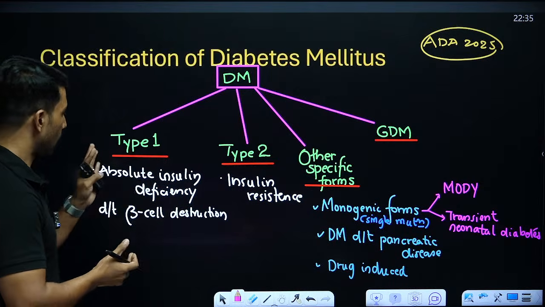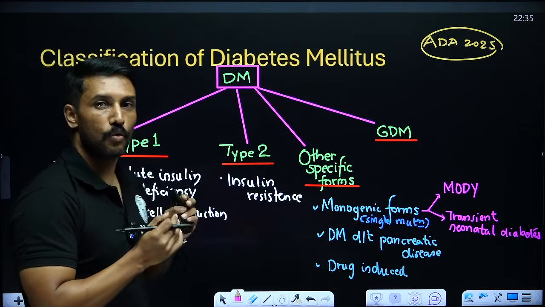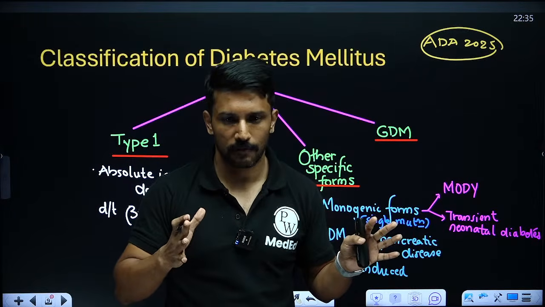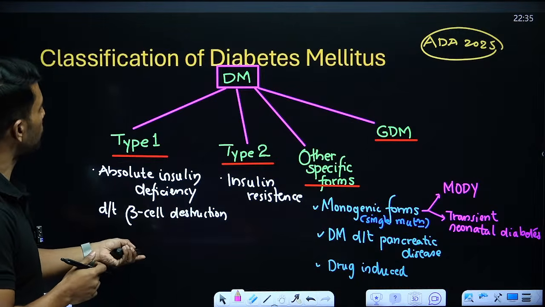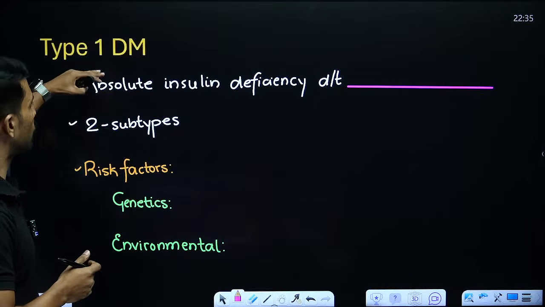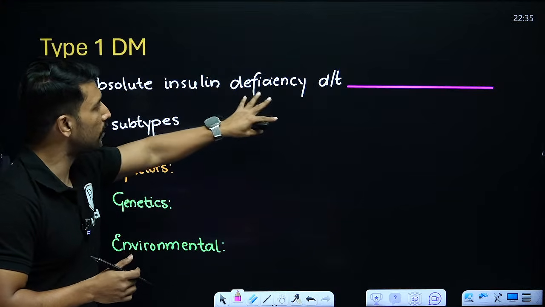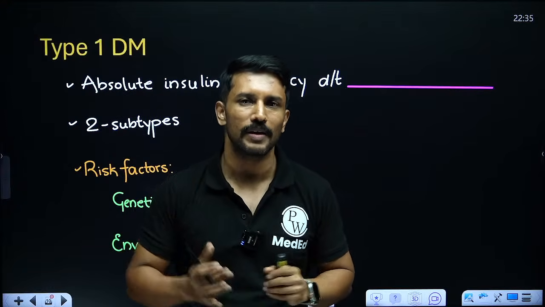Now we will study these individual types. We will learn how to diagnose them, what the shared features and differentiating features are, and then we will talk about some rare forms. So first we'll start with type 1 diabetes mellitus. In type 1 diabetes mellitus, there is absolute insulin deficiency, meaning beta cells are not able to produce a sufficient amount of insulin.